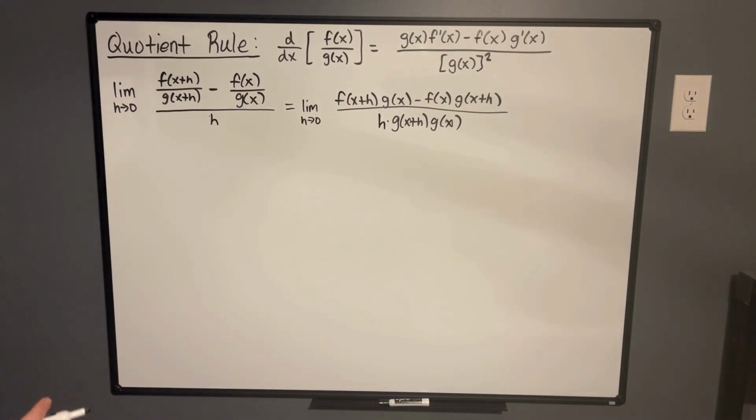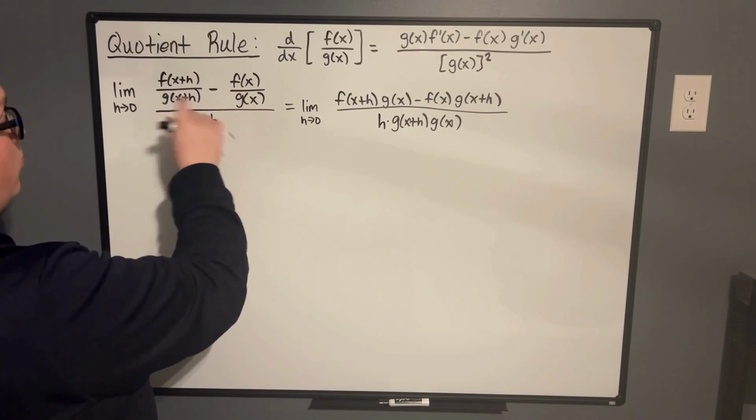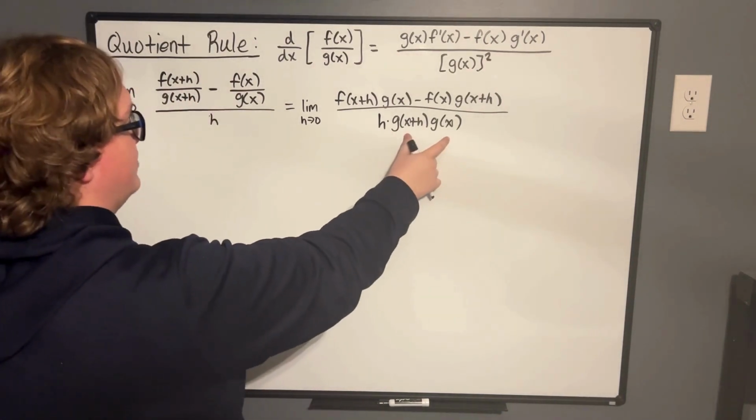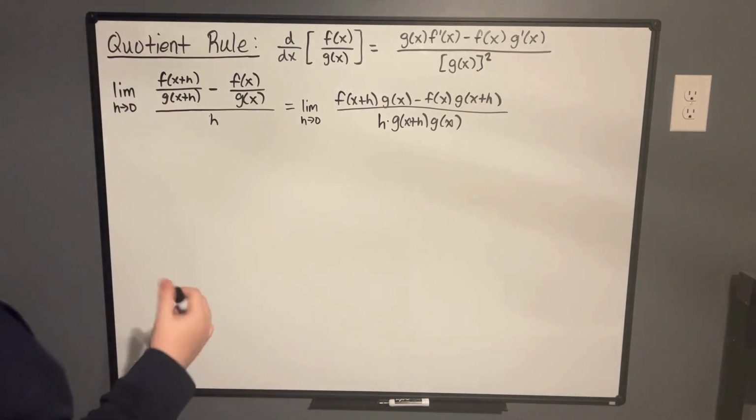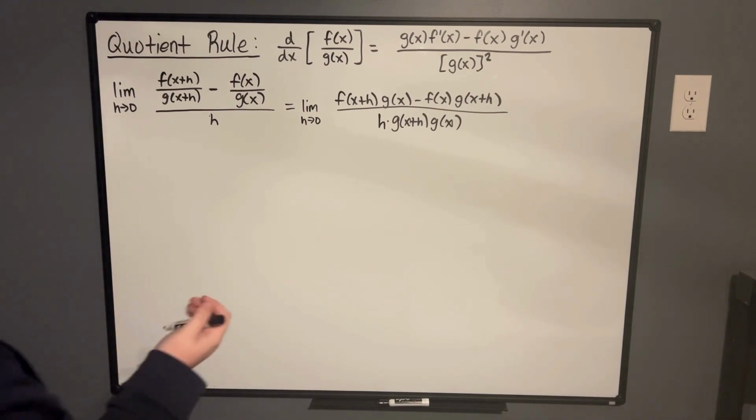So just to recap that step, what I did was I combined these into one fraction by subtracting them. So I needed to get a common denominator of g of x plus h, g of x. And then I was able to combine them into one fraction because once they have the common denominator, I can directly subtract them. So this part is pretty standard. Now, where this gets tricky is to prove this, we actually need to bring in something that isn't already there.